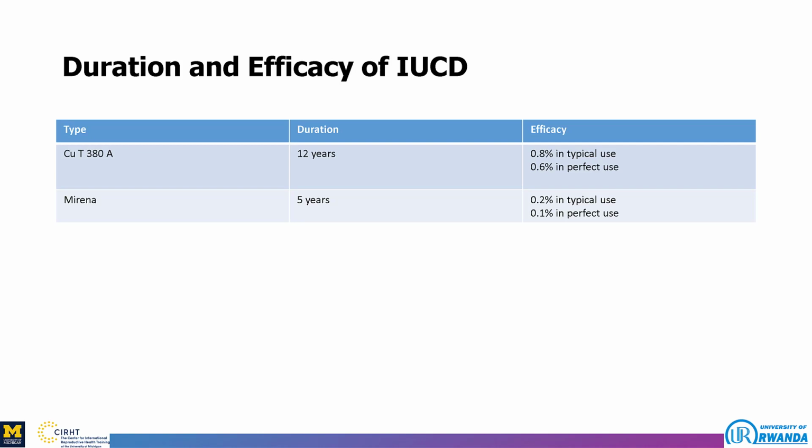For the Mirena, like I explained previously, the one that contains the progesterone, the duration is 5 years, and also the efficacy depends on the users. For the typical users, it's about 0.2%, and for the perfect users, the rate is about 0.1%.